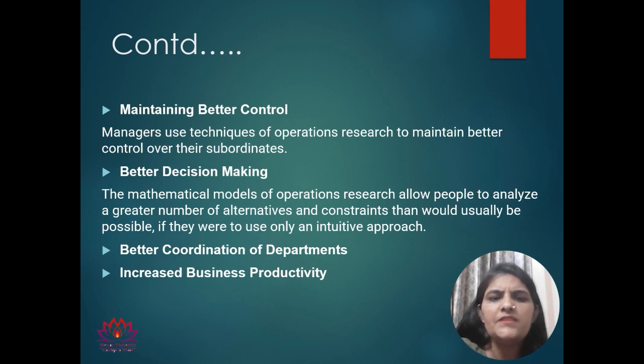Number two is better decision making. The mathematical models of operations research allow people to analyze a greater number of alternatives and constraints than would usually be possible if they were to use only an intuitive approach. They have to use various approaches, not only one approach. If one model is not working, then they can try another model. If the second model is not working, they can also try the third model. I am saying model number one, model number two, three, and so on. We will be studying various models and techniques of operations research in the next unit. So please don't be confused that I am saying techniques.